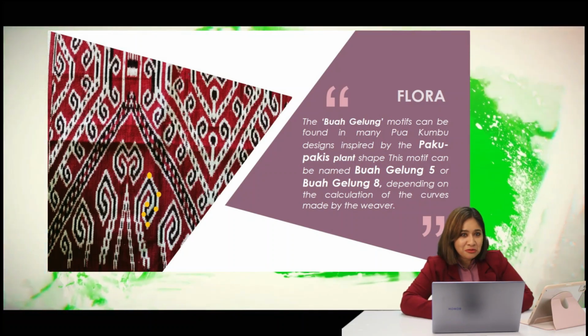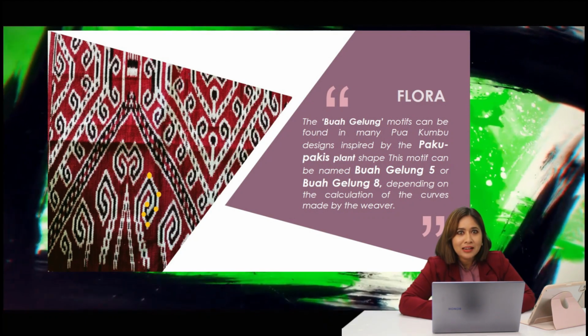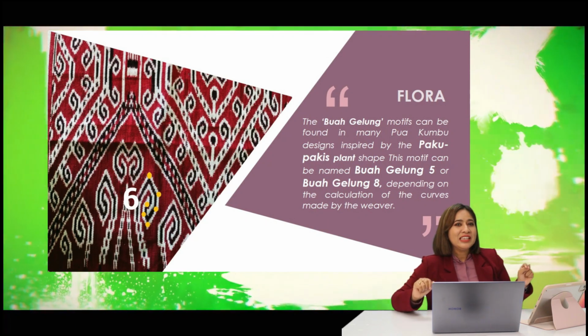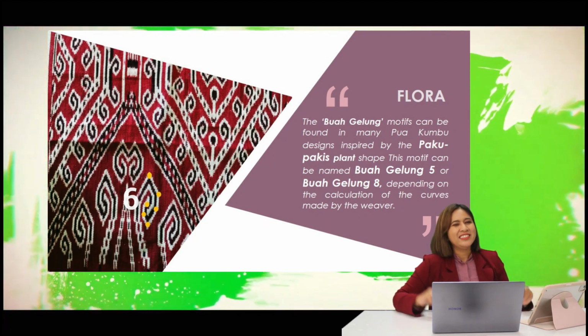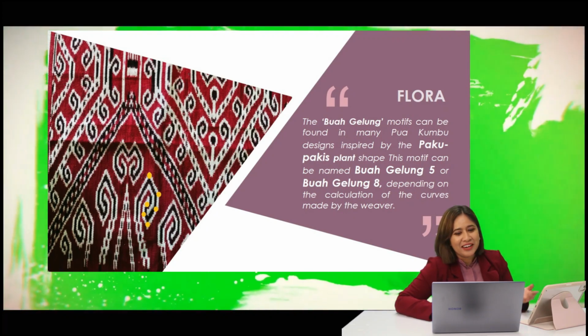So tengok ni 1, 2, 3, 4, 5, 6. So nama motif ini adalah buah gelong 6. Senang je hidup ni kan. Tengok berapa banyak curve yang kita nak buat.